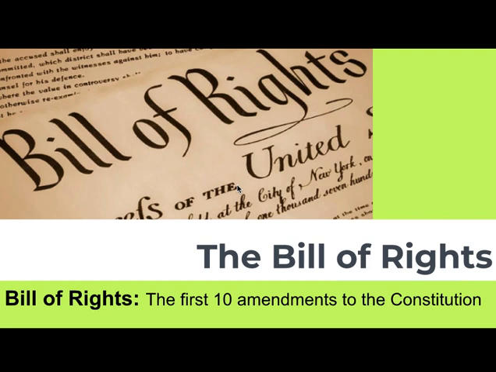The first thing you need to write is that the Bill of Rights are, in fact, the first 10 amendments to the Constitution. Quick review: an amendment is either a change or an addition to the Constitution. In this case, there are 10 additions. Okay? All right, if you need to pause and fill that in, please do so.